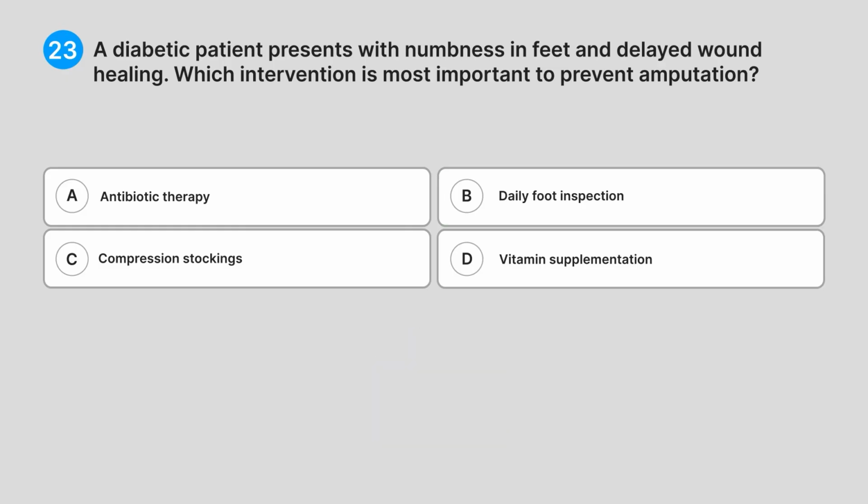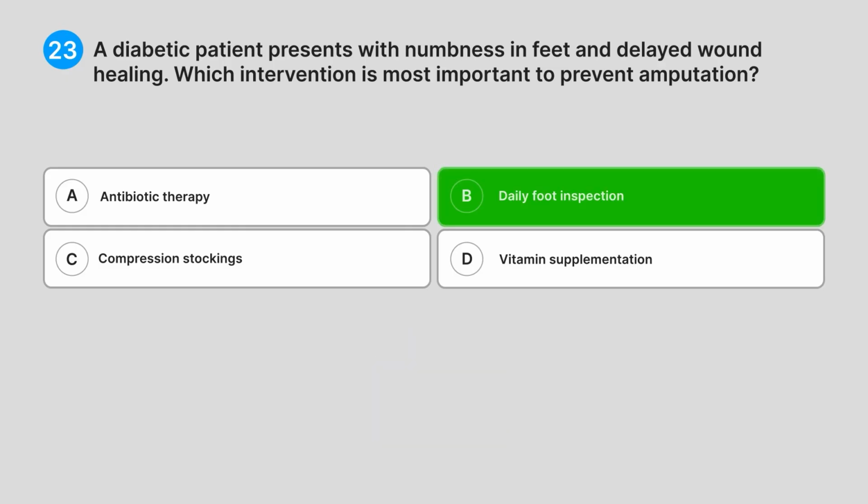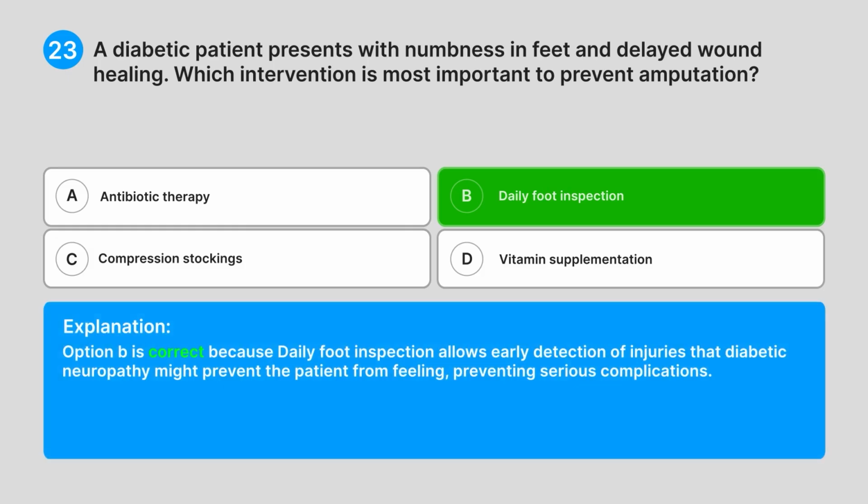Correct answer, B. Daily foot inspection. Explanation: option B is correct because daily foot inspection allows early detection of injuries that diabetic neuropathy might prevent the patient from feeling, preventing serious complications.